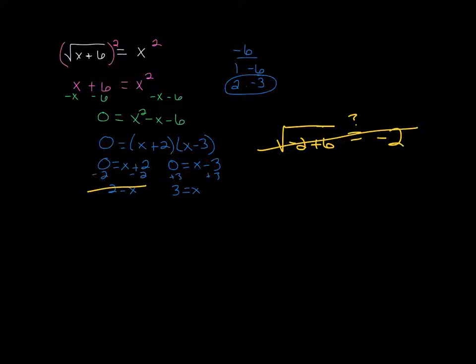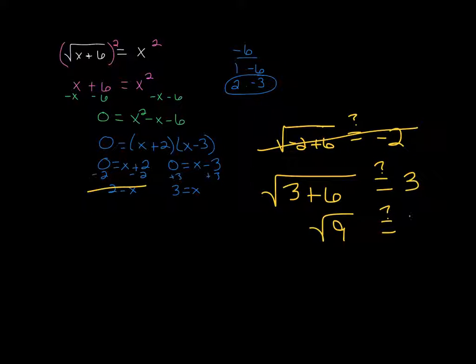Now let's try the 3. Square root of 3 plus 6 should equal 3. So square root of 9 should equal 3. So 3 does equal 3. So x equals 3 is our only answer since we had to throw the other one out.